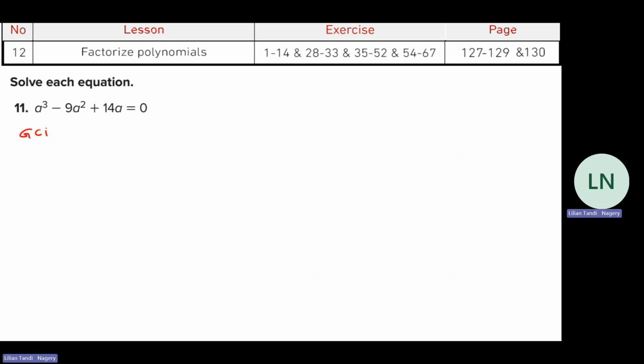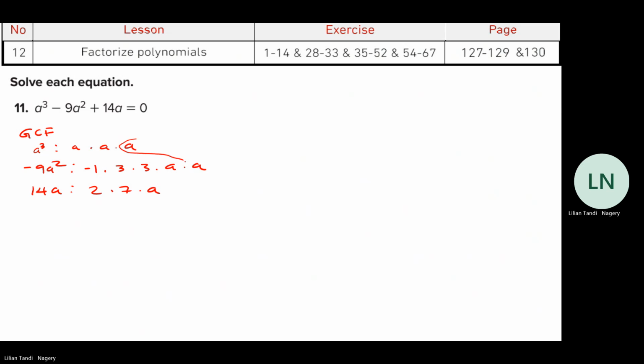I'm going to solve by using GCF. A cubed minus 9a squared plus 14a. A times A times A. Negative 1 times 3 times 3 times A times A. 2 times 7 times A. So GCF is A.